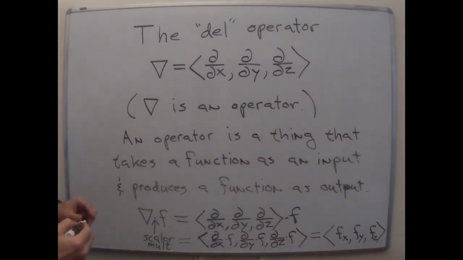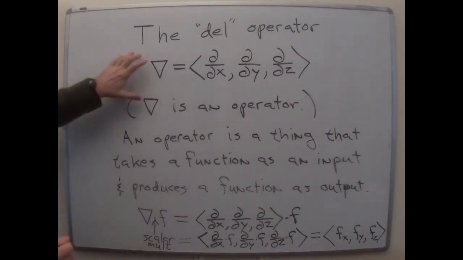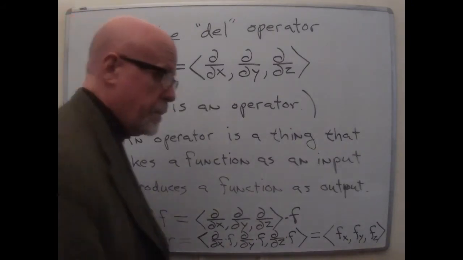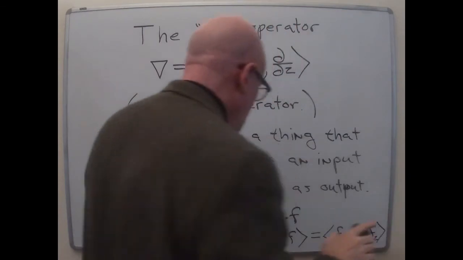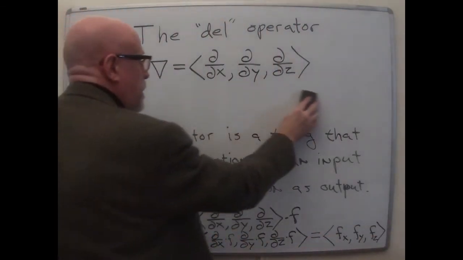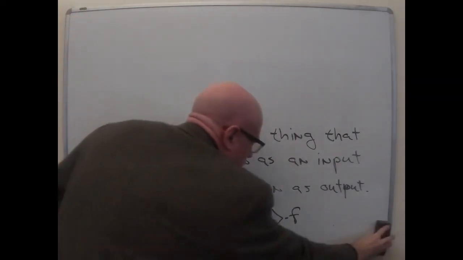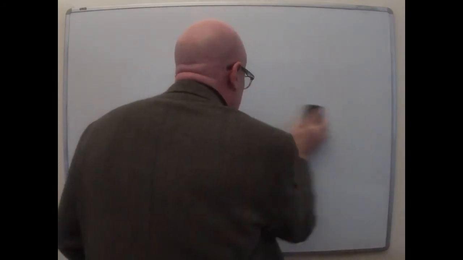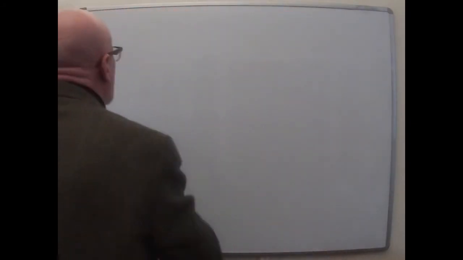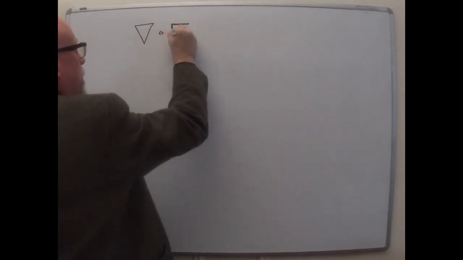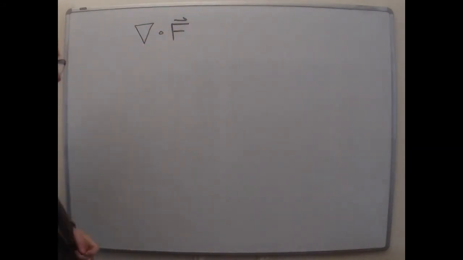But if you think of del as a vector, I know this is getting a little weird, you can do other stuff with it. In particular, you can do the dot product of del with something and the cross product of del with something. So let's look at what some of those things turn out to be. If I have the del operator dotted with a vector field, what does that give us?